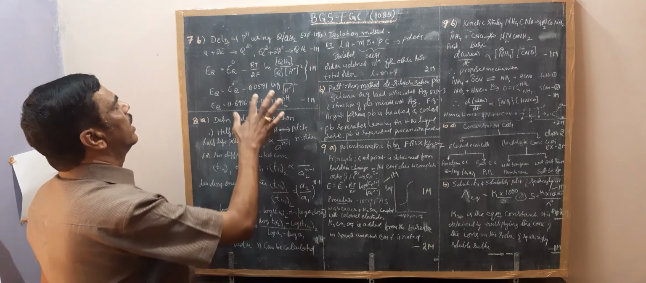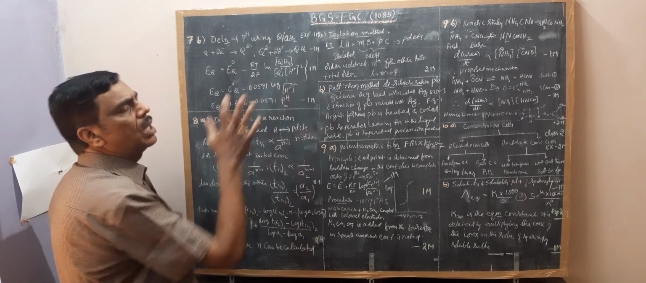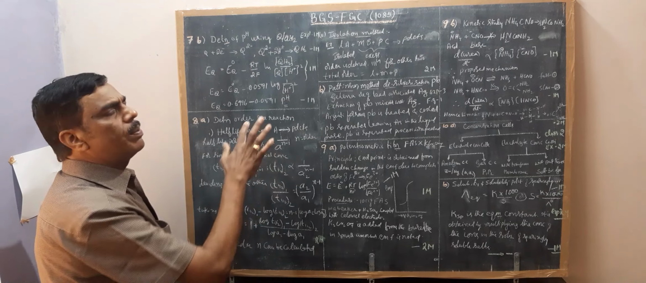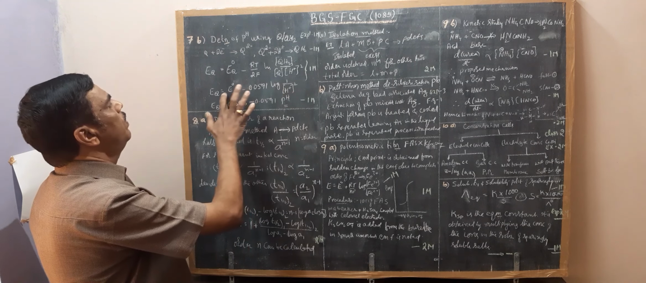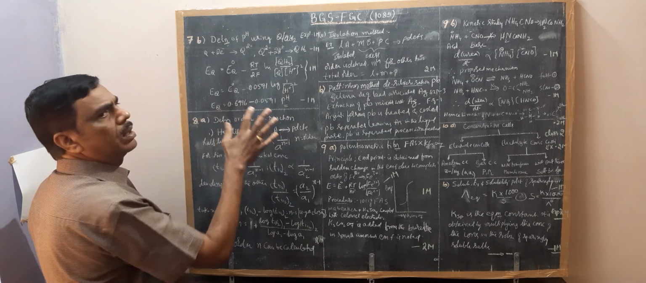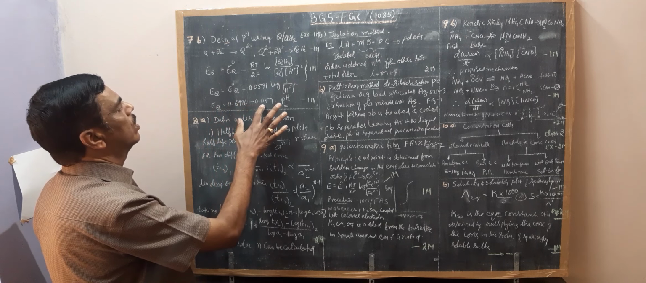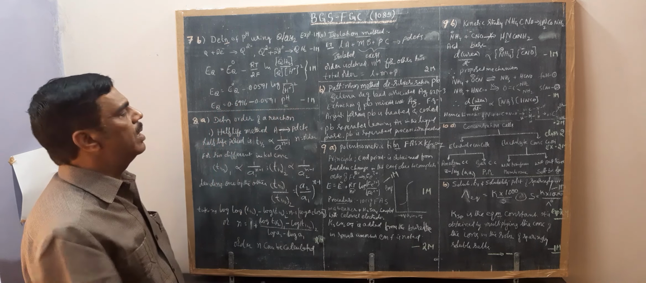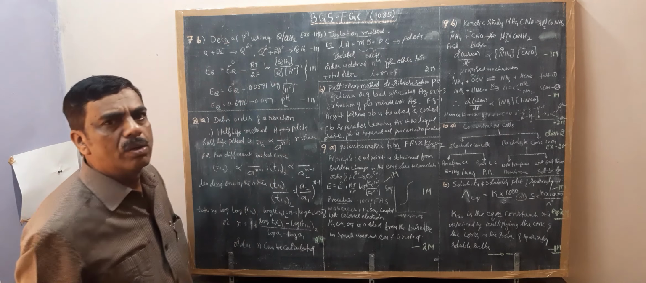If you simplify that, you will end up with 0.0591 log 1 over [H+] whole squared. You know that minus logarithm of [H+] is the pH. So if you simplify this, the equation will come to the form E_Q = 0.6996 - 0.0591 pH. Thus, the pH of the solution can be determined using the quinhydrone electrode.